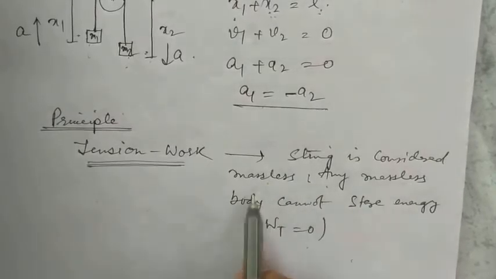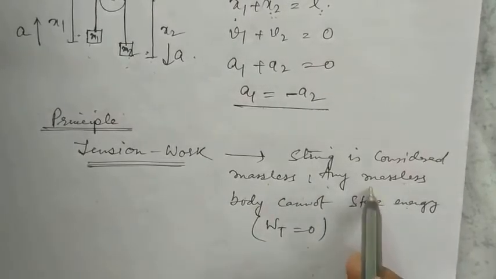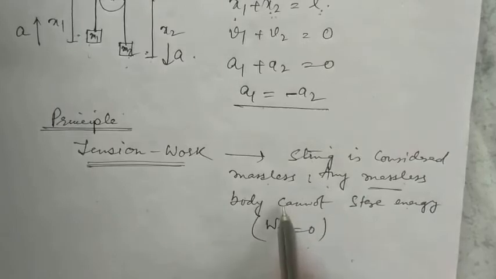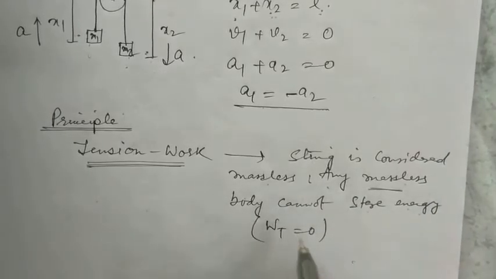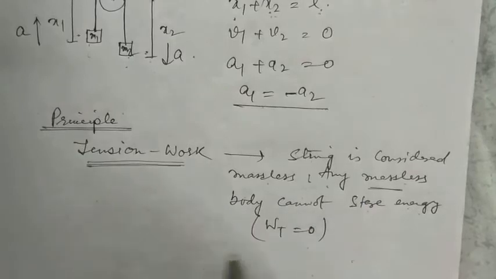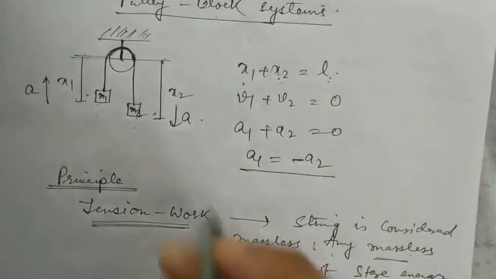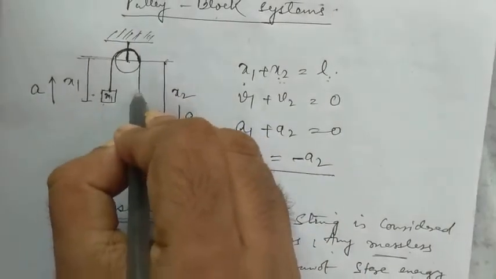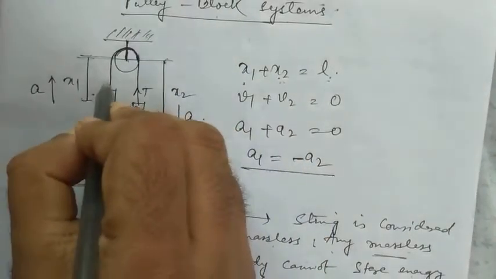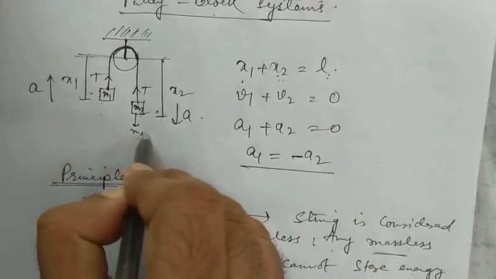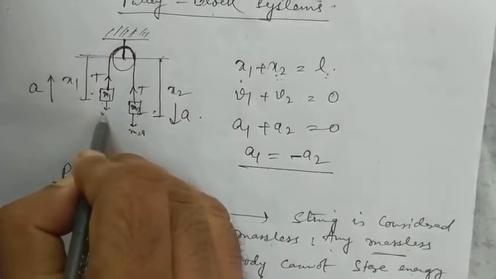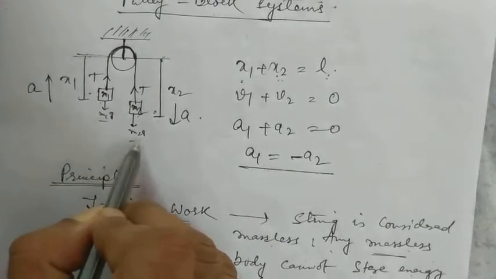Any massless body cannot store energy. Any type of massless body has no capability of storing energy. So the total work done by the tension force in the string must be equal to 0. So here the tension force acts upwards, and as it is the same string, the tension force is also T here. M2G and M1G, we don't need to consider here.